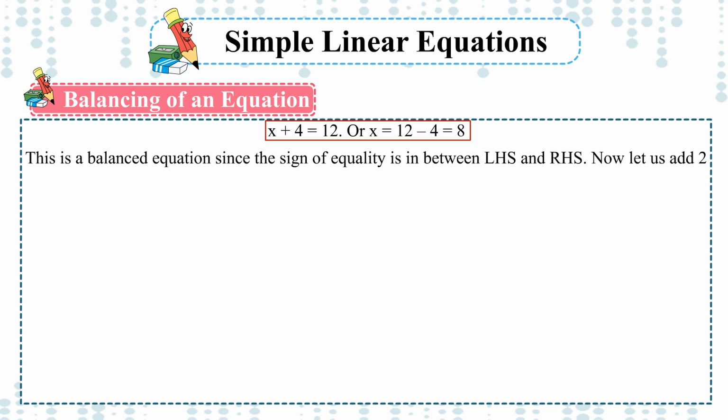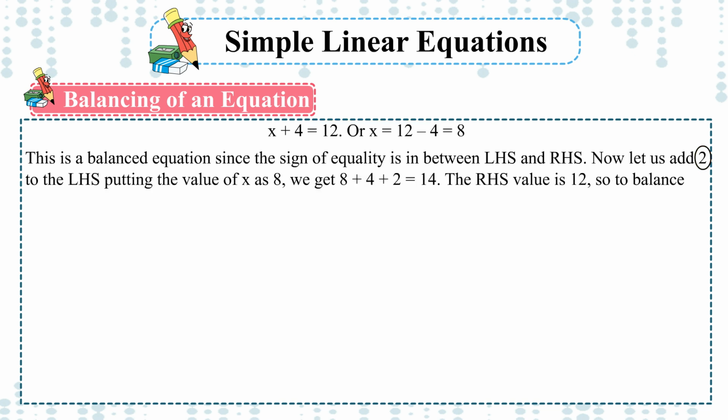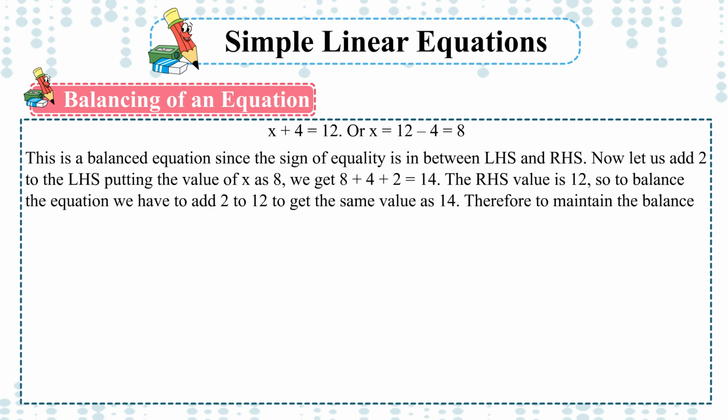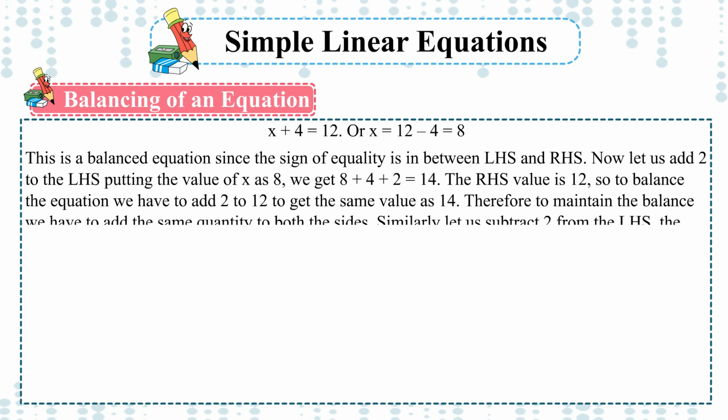Now let us add 2 to the LHS, putting the value of x as 8. We get 8 plus 4 plus 2 equals 14. The RHS value is 12, so to balance the equation we have to add 2 to 12 to get the same value as 14. Therefore, to maintain the balance we have to add the same quantity to both the sides.